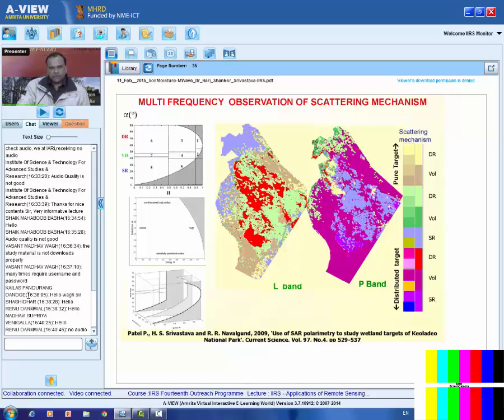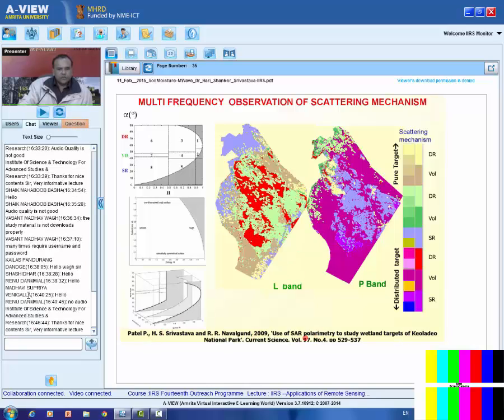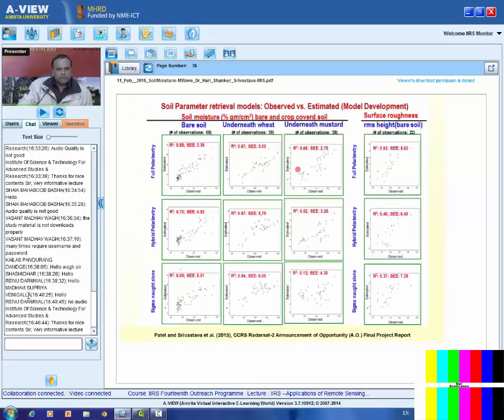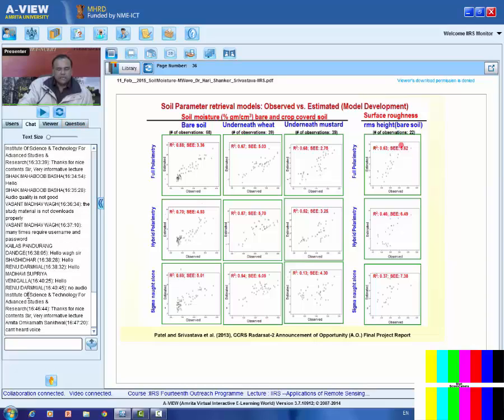Now, multi-frequency observation of scattering mechanism using SAR polarimetry. This is also a published work in Current Science. Using SAR polarimetry, we can decompose the target vector, and by decomposing the target vector, we can get even minute information about the target. These are the results that we have obtained using this fully polarimetric data as far as bare soil, soil moisture for bare soil, soil moisture underneath wheat cover, soil moisture underneath mustard cover, and surface roughness.